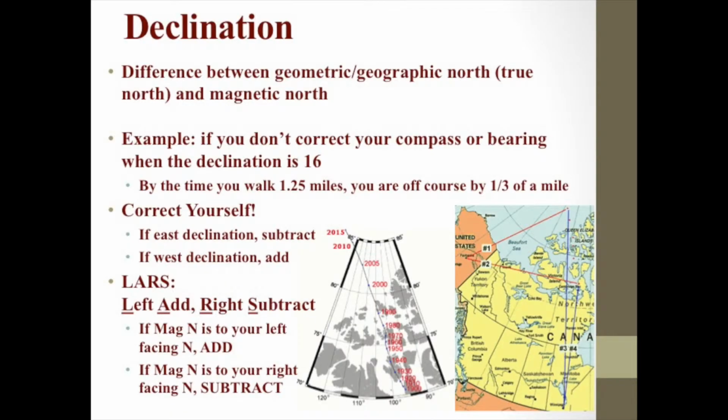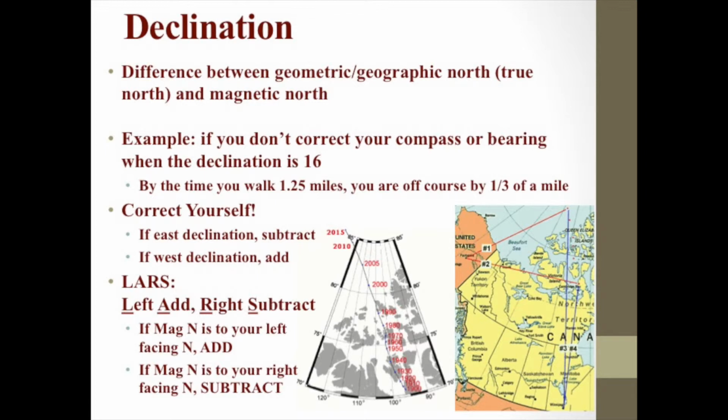And so it's really important to know what your declination is for the place that you're occupying, and then how to correct it on the compass. There are a few easy ways to remember how to correct for declination. The way that I find easiest to remember is the acronym LARS, which means left, add, right, subtract.